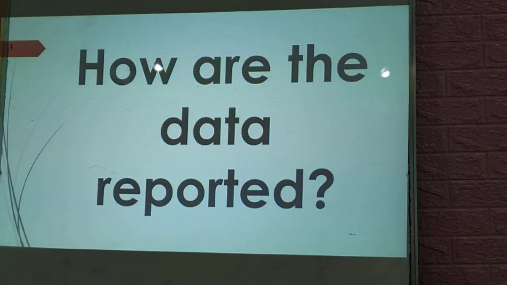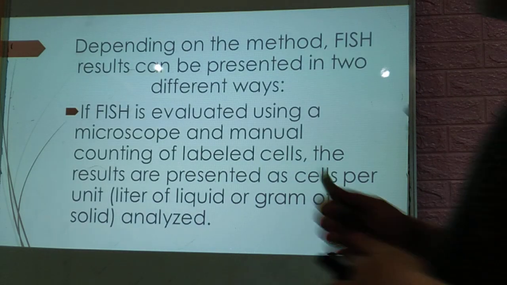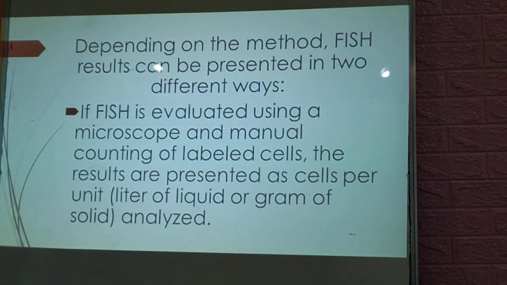Very easy, guys, our fish. So how are the data reported? For the information of everyone, depending on the method, fish results can be presented in two different ways. If fish is evaluated using a microscope and manual counting of labeled cells, the results are presented as cells per unit, which is again liter of liquid or gram of solid.